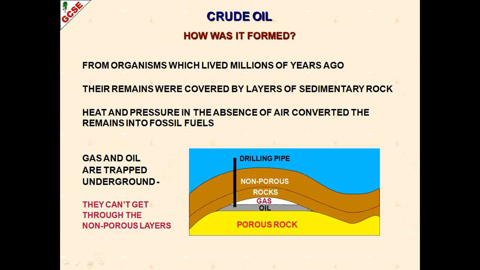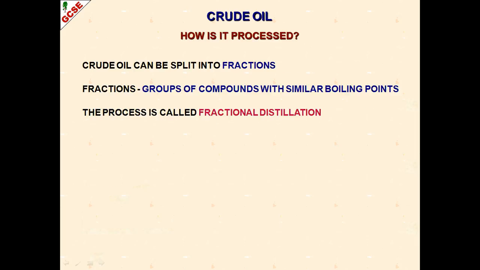Here, how it is found inside the earth, inside the layers of earth: it is trapped between porous rocks and non-porous rocks, and above the oils, natural gas is always found. So they make a hole on it, they drill it, and then they bring it out.